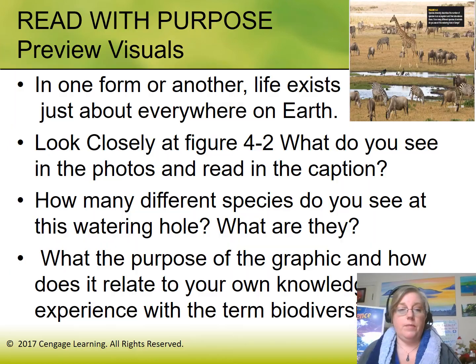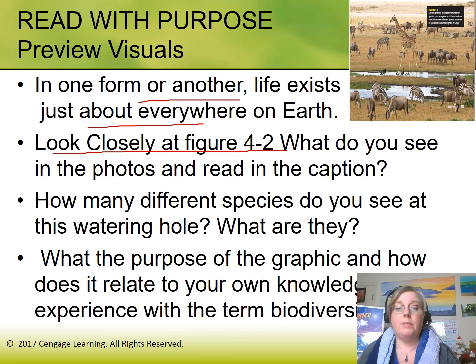All right, next one. In one form or another, life exists everywhere. We talked about that. So we want to look closely at this picture in your book, okay? And we can read the caption. I think you might have a worksheet that goes over these questions. All right, so how many different species do you see at the watering hole? There's about 6 or 7 of them.